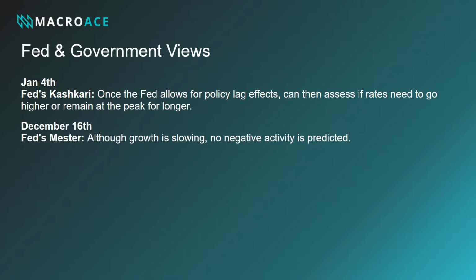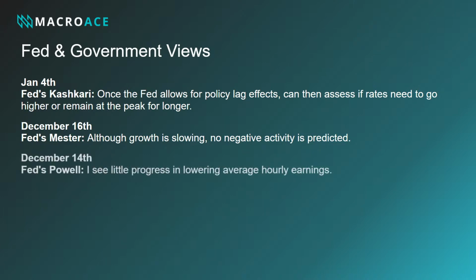On December 16th, you had Fed's Mester saying that although growth is slowing, there is no negative activity that is predicted. Although a lot of what we've seen in the past, and also the past week, is talk that a lot of businesses, or 50% of businesses, I think, we'll go through it, I did put that into the prep, are expecting a recession this year, but there's also some positives to that. It's not just all negative with that figure. But Fed's Mester is just saying that although growth is slowing, although things are going to slow down a bit, it's not going to be as bad or as negative as some people may predict or are trying to predict.